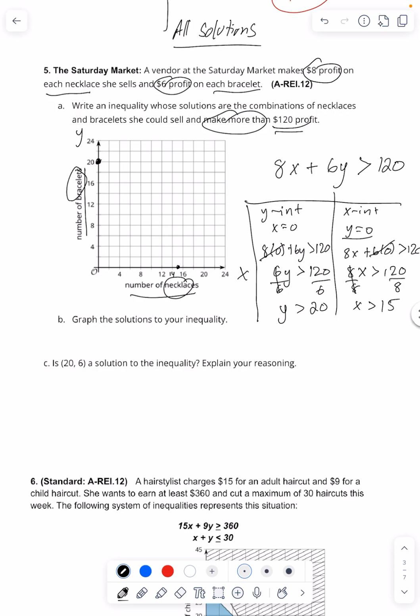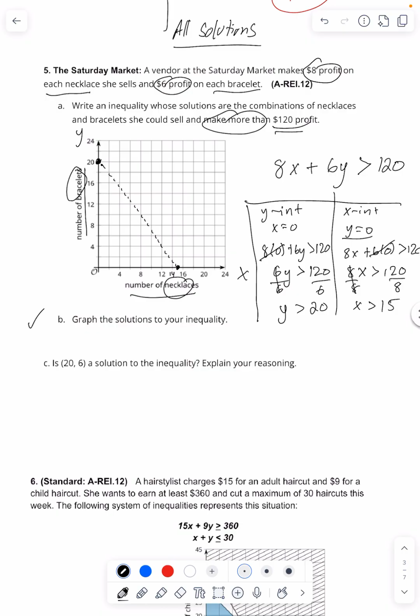So now again, I just connect those two, my y and x intercept. Oh, my bad. This actually was dashed, right? So we would have to dash it across as best as we can. So we graph this, so check.